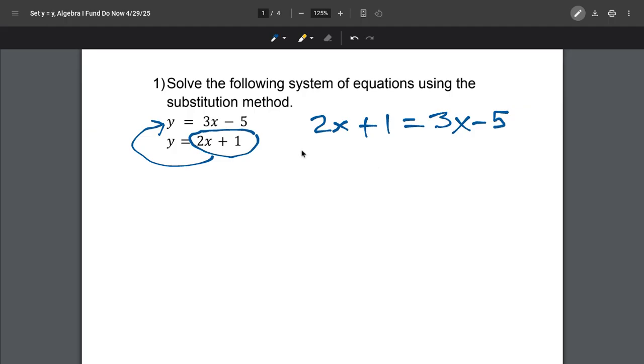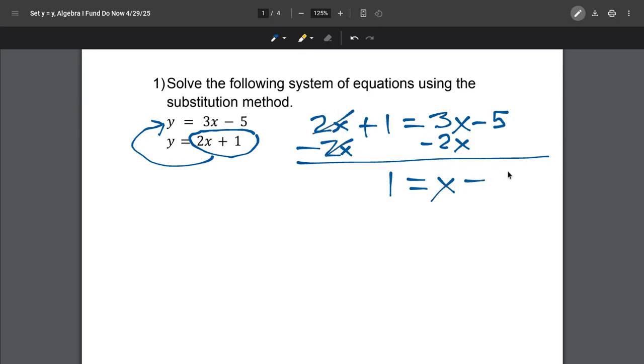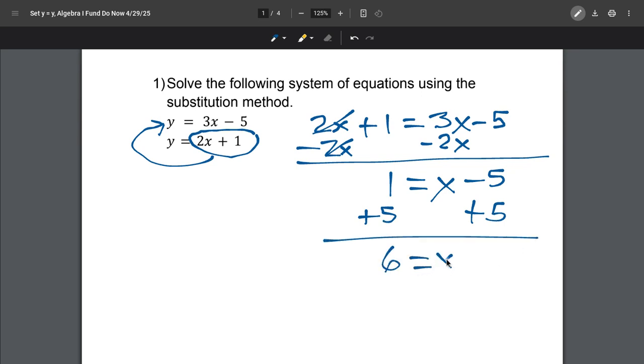I then want to get x to one side, so I'm going to subtract 2x from both sides. I'm going to get 1 equals 3x minus 2x is x. These cancel. Minus 5. Okay, to solve for x, I'm going to add 5 to both sides. And I'm going to get x equals 6.